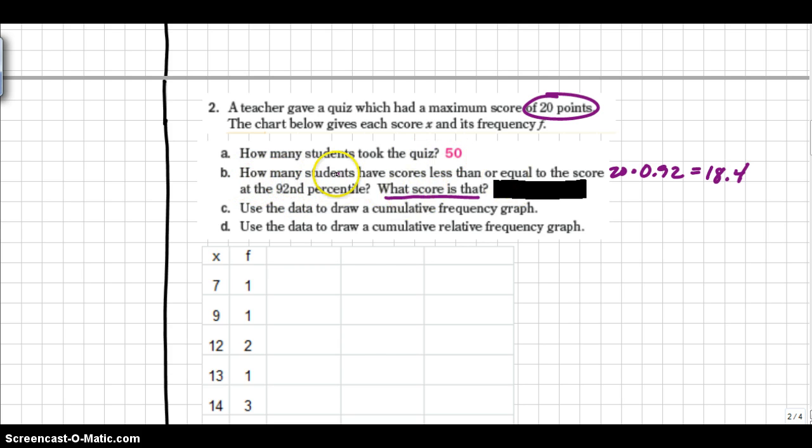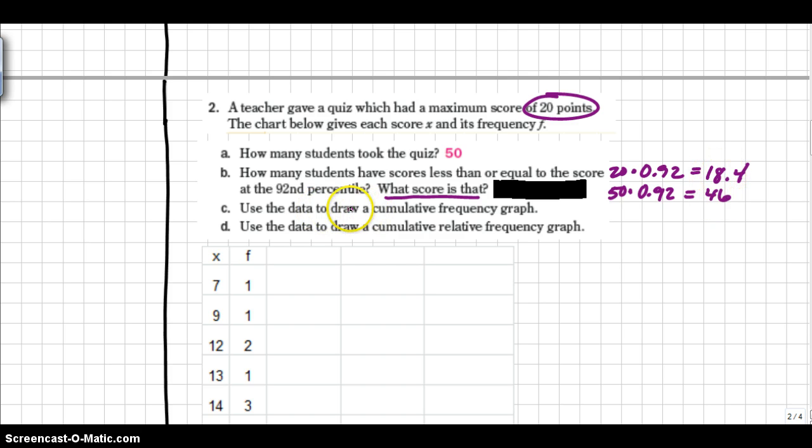So I apologize, I went in backwards order there. The number of students would be 50 times the percentile as a decimal. And when you do that, you get 46. So if students want to be in the 92nd percentile of a 50 student class, they'd want to do better than 46 of the other kids or get a score of 18.